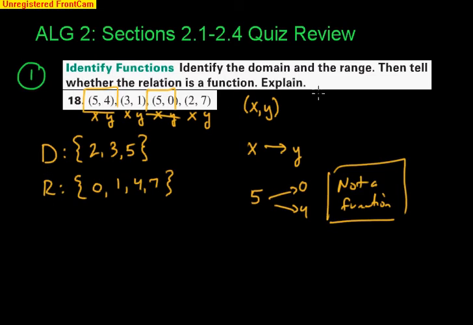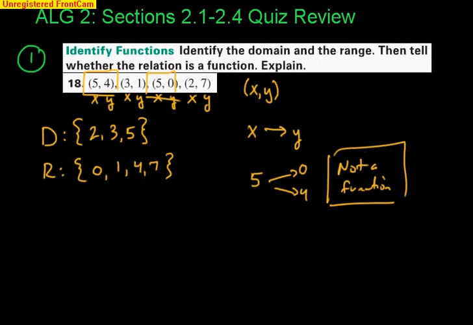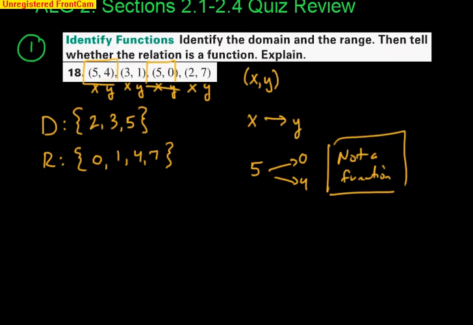Now, we can also use this idea of the vertical line test. Let me slide this down. So remember, we could graph this. I'll just do a quick graph. 5, 4, 3, 1, 5, 0 right there, and 2, 7. 1, 2, 3, 4, 5, 6, 2, 7.